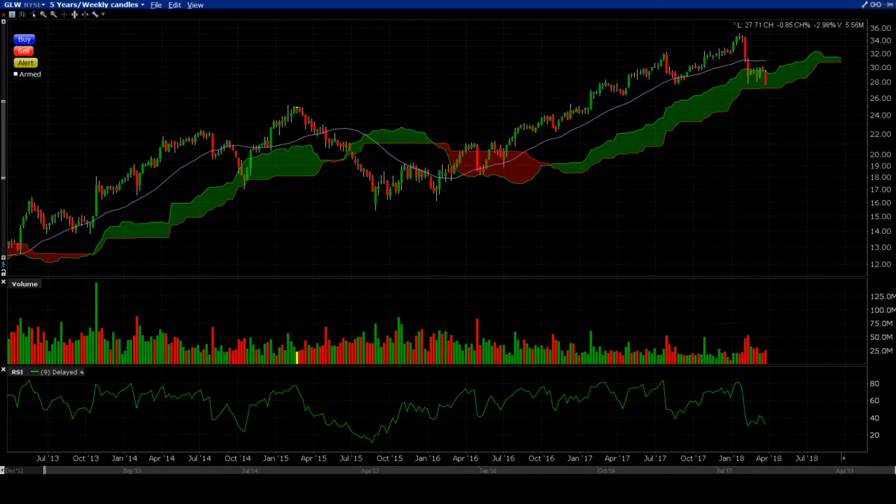Corning, I believe. Let me check that out. GLW on the New York Stock Exchange, Corning Inc. And I'm still fiddling around there with logarithmic versus just arithmetic. And I've always been doing arithmetic. It's a default on my TWS software.